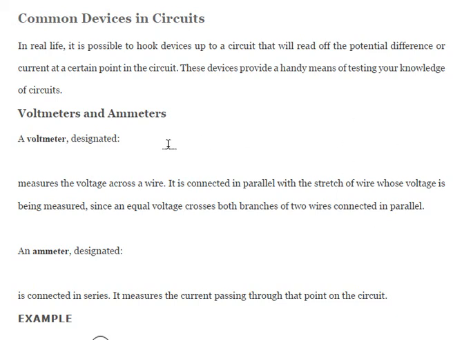So first one is a voltmeter, and if you remember, that's just the letter V inscribed in a circle. Alright, so V in a circle measures the voltage across a wire. It's always going to be connected in parallel with whatever element you're trying to check the voltage over. So we always know that some element causes a potential drop, so you take a before reading versus an after reading.